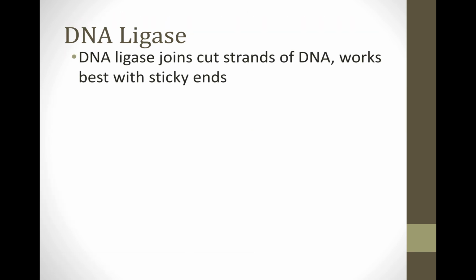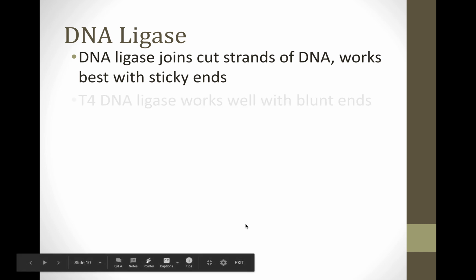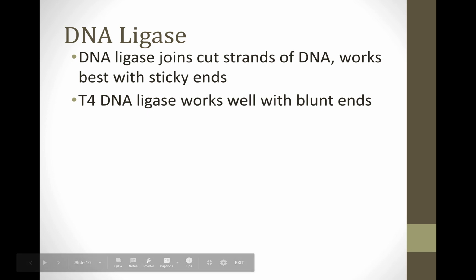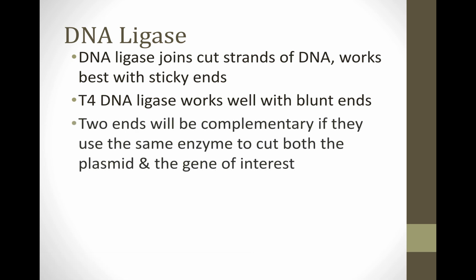DNA ligase can join the strands of the DNA, and it works best with sticky ends. Another kind of ligase works well with blunt ends. The two ends will be complementary if you use the same enzyme to cut the plasmid, which is a circle of DNA you learned about in grade 11, and the gene of interest. So for example, if you wanted to express the human gene for insulin, then you would cut the piece for insulin and you would put it into a circle of DNA.